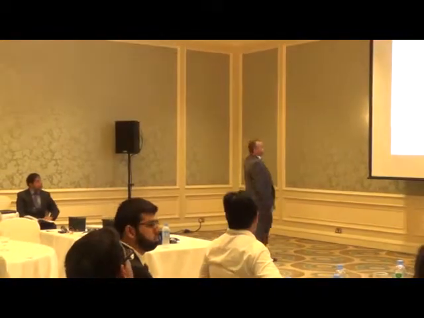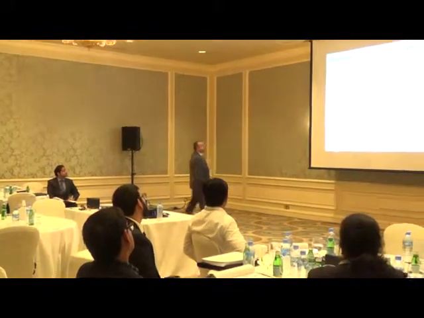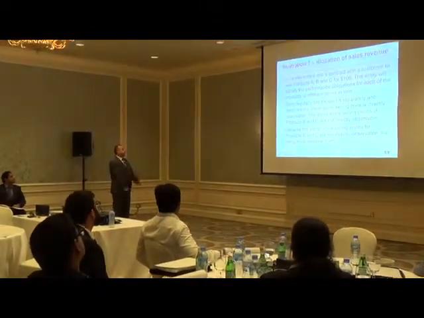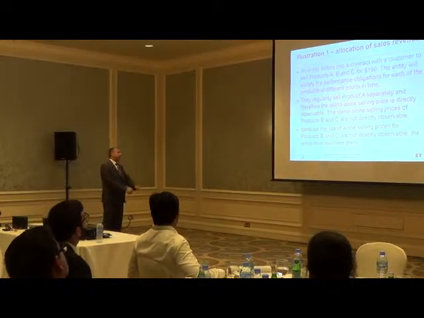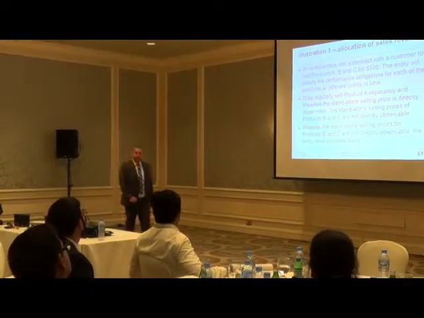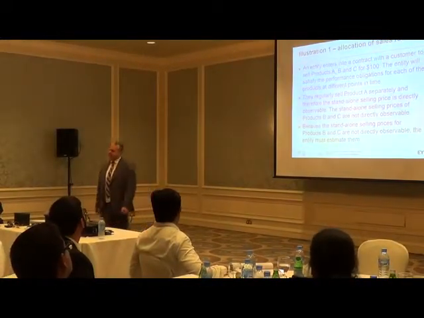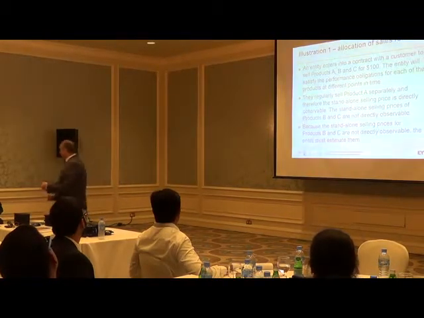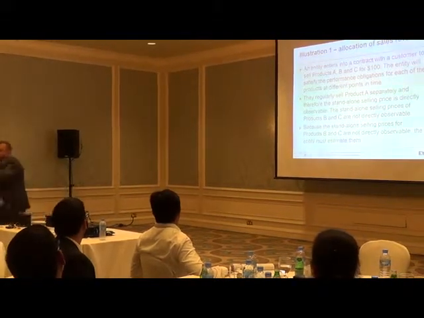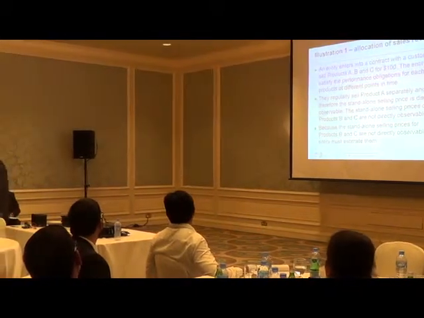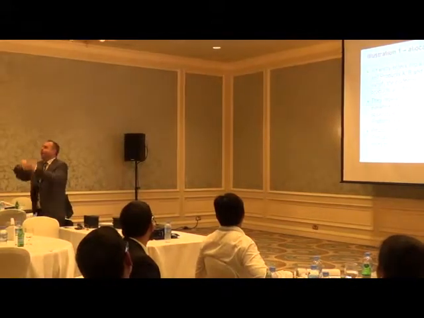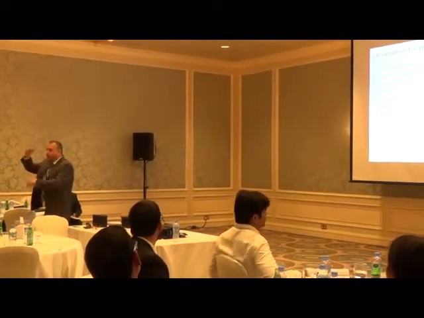An entity enters into a contract with a customer to sell products A, B, and C for 100. The entity will satisfy the performance obligation for each of the products at different points in time. Okay, what does this mean? So basically I am making a package deal with you and I'm delivering this plus this plus this, but on 3 different days. Okay? Now how am I going to say out of the 100 what belongs where?